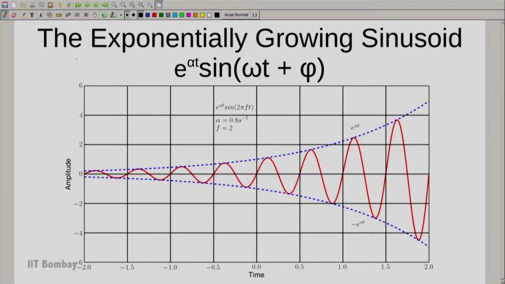We can also combine signals, so we can take the exponential, we can take the sinusoid, multiply the two, and we can get what is called the exponentially growing sinusoid, and you can see it is represented as e raised to alpha times t into sine of omega t plus phi, and you can see that we have the envelope of the function which actually is e raised to the power of alpha t, and of course on the negative side it is negative e raised to the power of alpha t, and between that envelope you see the sine which is growing over time, and this is the exponentially growing sinusoid.